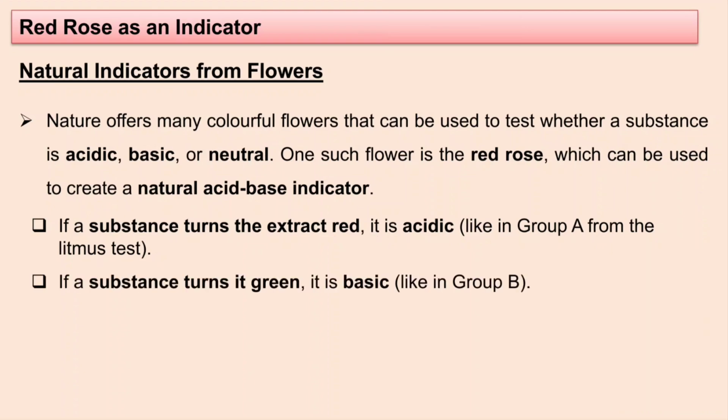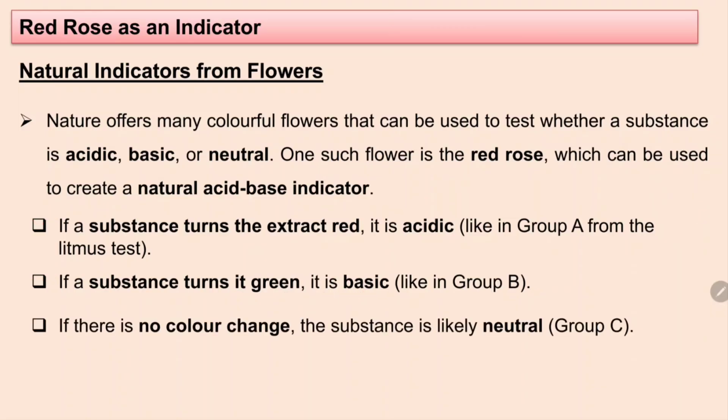Okay. And if a substance turns it green, it is basic. So in case of rose extract, you need to remember this. If a substance turns the extract red, it is acidic, and if a substance turns it green, it is basic, like in group B. Next, if there is no color change, the substance is likely neutral.